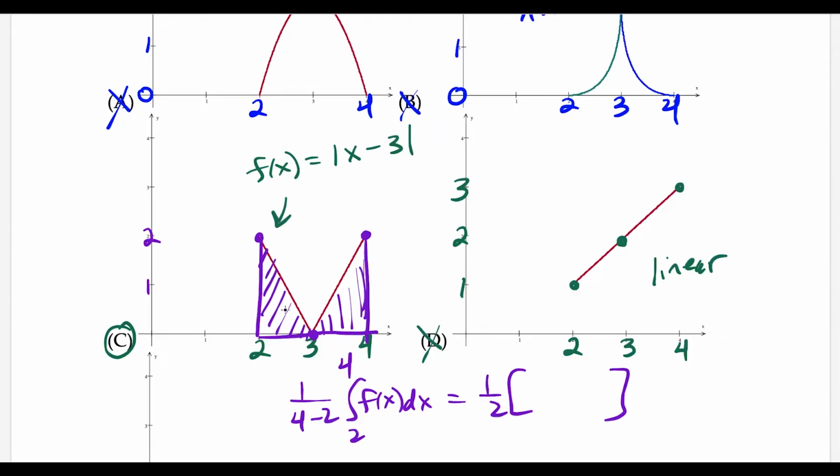So 1 times 2 is 2, divided by 1 is 1. So this has an area of 1, and this is symmetric, so this has an area of 1. So the integral from 2 to 4 is going to give us 1 plus 1, which is 2, and then half of 2 is equal to 1, which matches the average. So definitely choice C here.